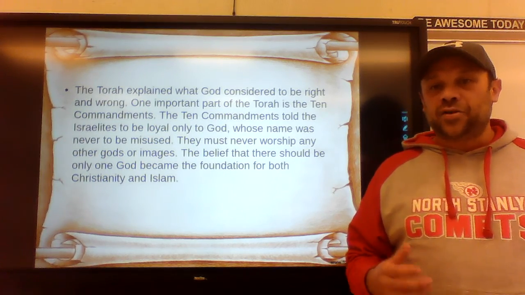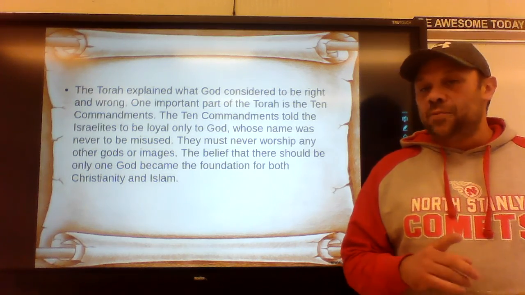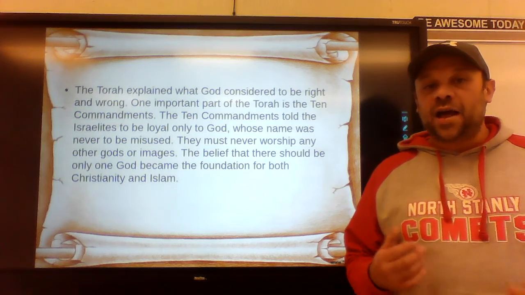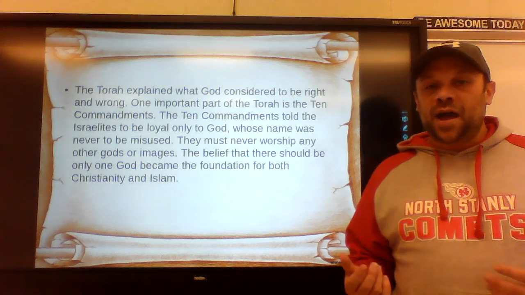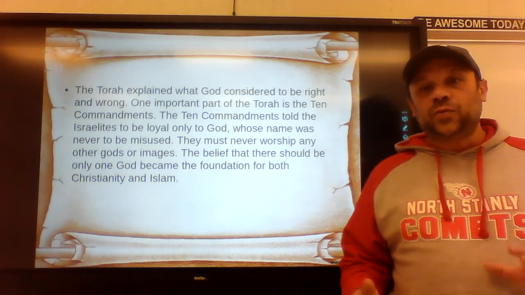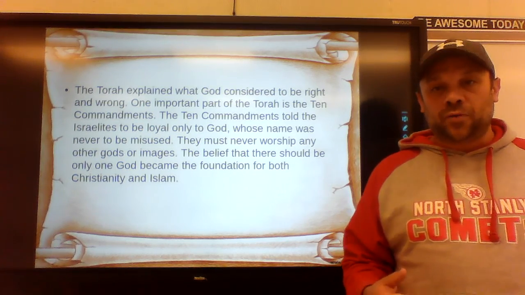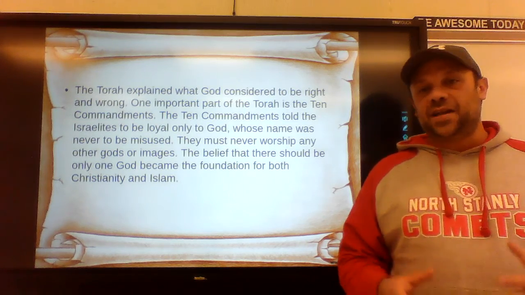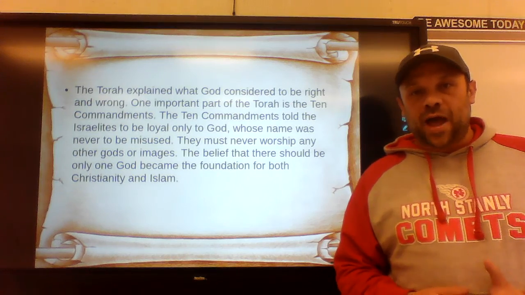He's the only God. You can't worship other gods. So to be loyal to God, whose name was never to be misused, they must never worship any other gods or images. The belief that there should be only one God is the foundation of both Christianity and Islam as well. We said that Judaism played an important role in the development of these two other world religions. And this is kind of where that comes into play. The monotheistic, there's only one God. You can only worship this God. You're not to worship any other gods.